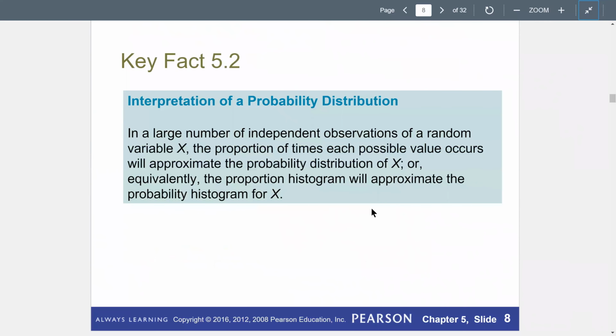Here's an interpretation of probability distribution. In a large number of independent observations of a random variable x, the proportion of times each possible value occurs will approximate the probability distribution of x. Or equivalently, the proportion histogram will approximate the probability histogram for x. The proportion of times each possible value occurs will approximate the probability distribution.